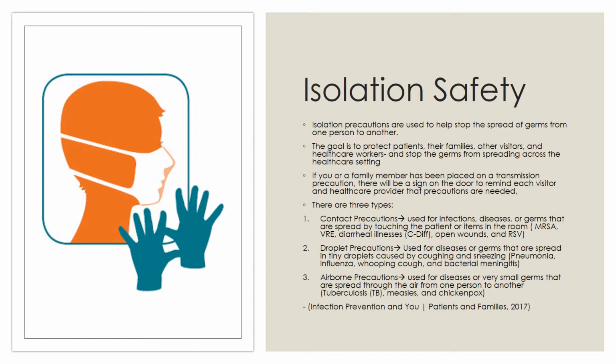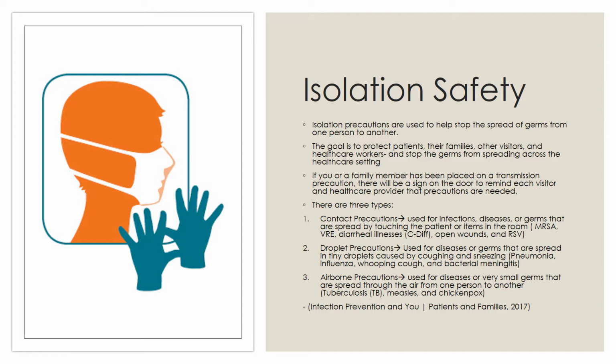There are 3 types: contact precautions, used for infectious diseases or germs that are spread by touching the patient or items in the room, such as MRSA, VRE, diarrhea illnesses, C. diff, open wounds, or RSV.